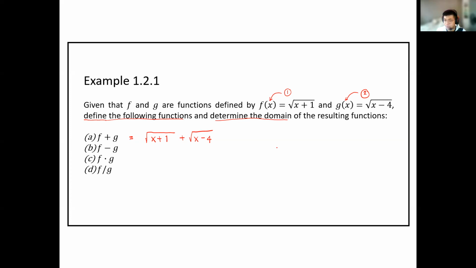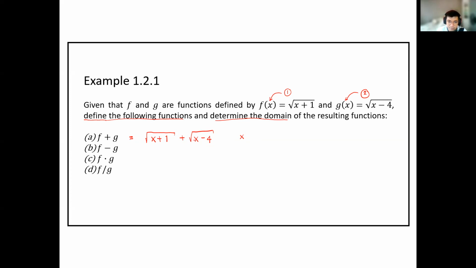So same goes for the other expression. So we cannot say that the value of x here must be less than 4. So it should be greater or equal to 4. Now, since 4 is greater than 1, we cannot say that our domain is x should be greater than 1, right?